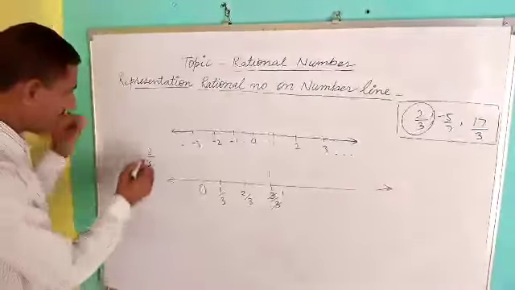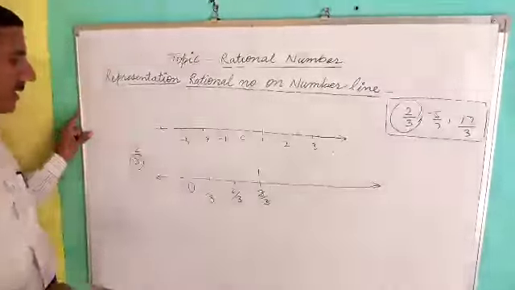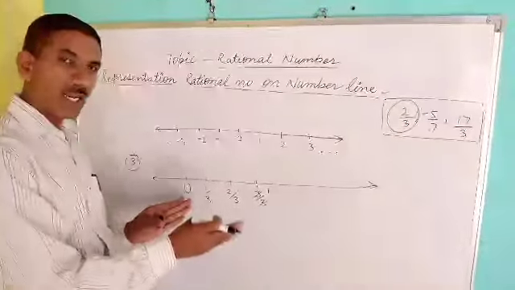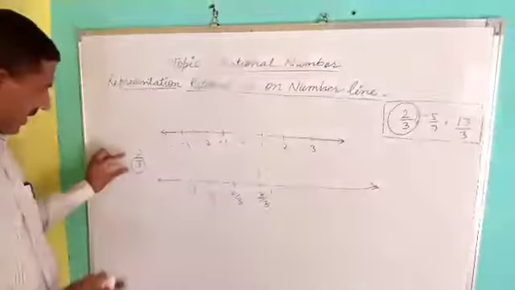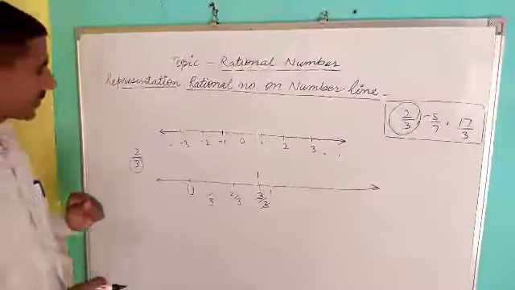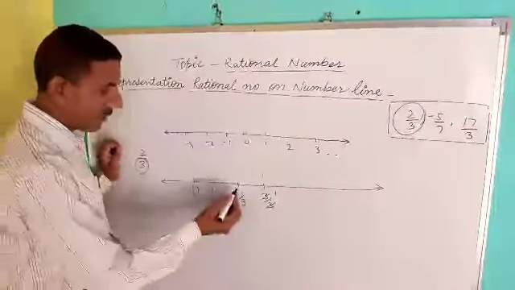So the number which is given in the denominator, divide the part of the line into that many parts, so that you get 2 by 3.